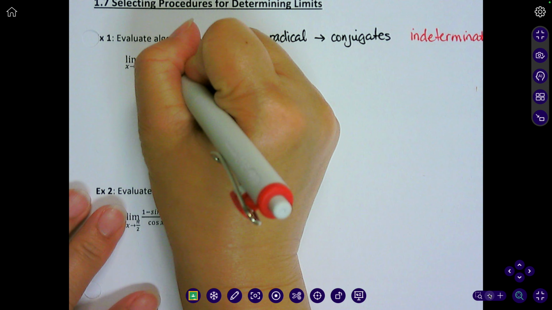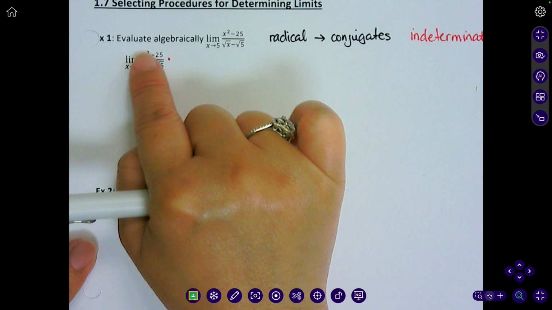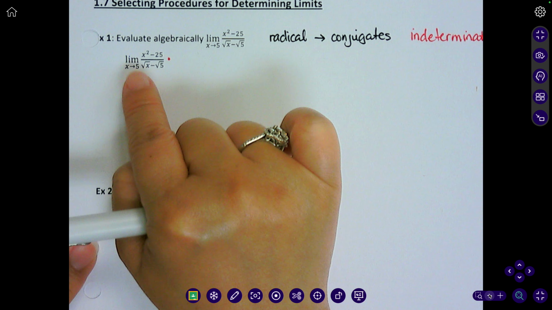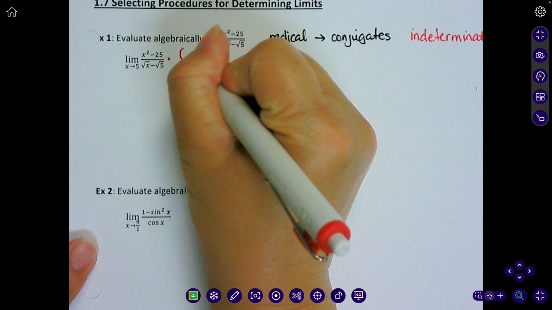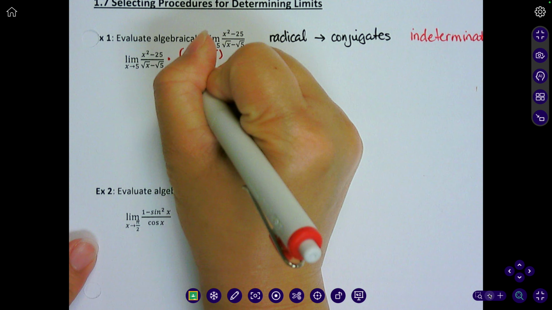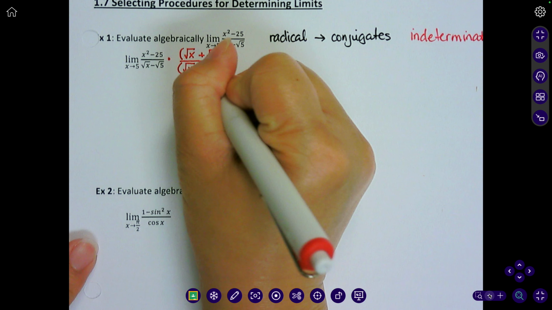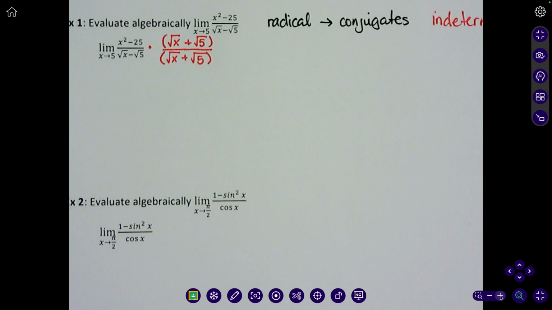Based on that, notice in the last lesson, our radical is on the numerator. But in this case, our radical is in the denominator. It does not matter where it is. What matters is you have to try to multiply by the conjugate. So in this case, I'm going to multiply by the square root of x plus the square root of 5, and I'm going to do that to the top and the bottom. We're going to zoom in for this one so you can see it.